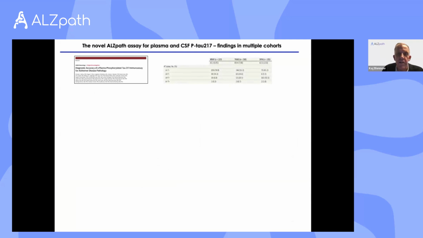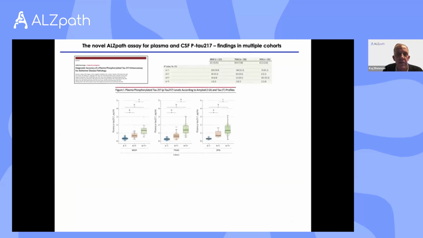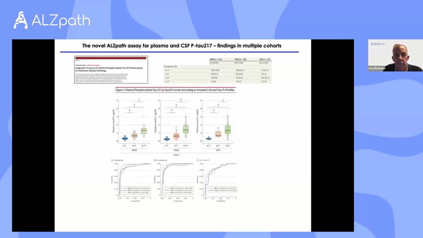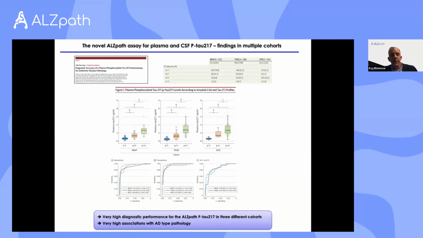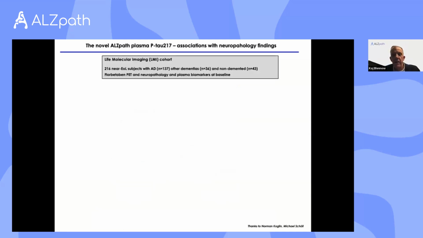I would like to show this study again. This is a little bit different. This is the ALZpath assay for 217, and this is in 3 large cohorts, really, so 300 to 200 patients, and the performance is very good across these different cohorts with very high AUCs to detect amyloid positivity by PET, tau positivity by PET, and to differ between these patients. So really high clinical performance and promise for a clinical assay for pTau217.